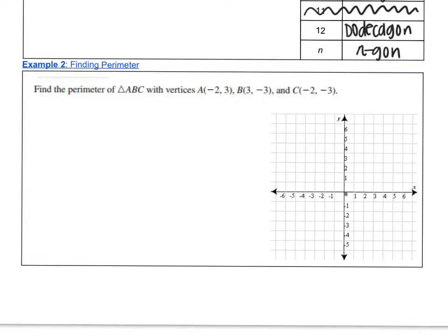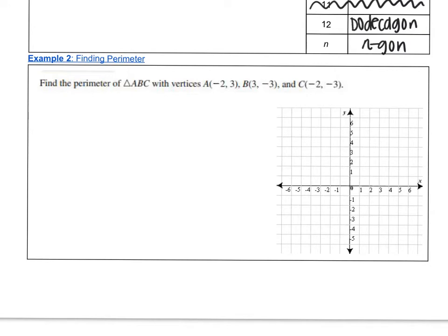So example 2 says, find the perimeter of triangle ABC with vertices A at -2, 3, B at 3, -3, C at -2, -3. So the first thing I'm going to do is go ahead and graph these points. I'm going to graph this triangle. So I'll graph A at -2, 3. Make sure you label it as you graph it. There's your point. That's A. B is at 3, -3. So there's B. And C is at -2, -3. So that's C. I'll grab myself a straight edge and I'll connect these points to make my triangle.